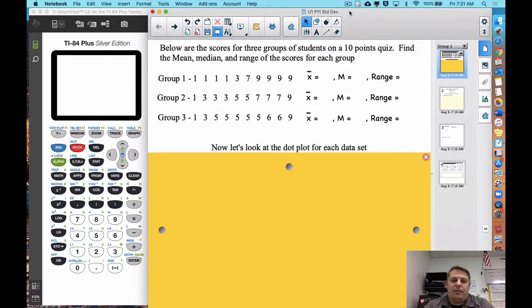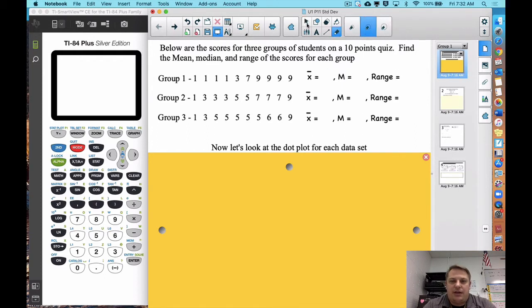All right, so we're going to talk about a new value in this video, and to illustrate what's going on with it a little bit, we're going to look at three sets of data here. Below are the scores for three groups of students on a 10-point quiz. Find the mean, median, and range for the scores of each group.